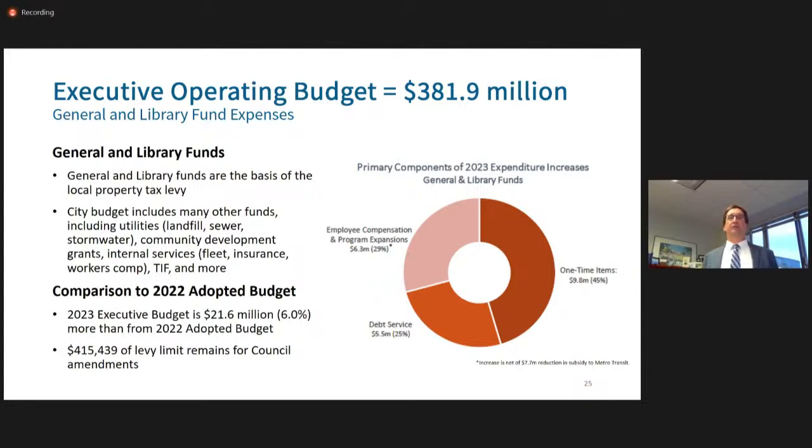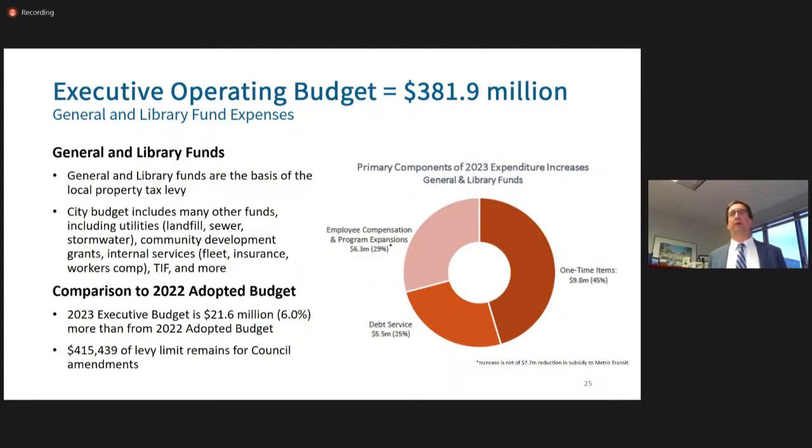The graph on this slide just gives you a sense of where those dollars, that $21.6 million, is allocated, roughly a little less than half to one-time items. Those include a $2 million one-time seed investment to an endowment fund, a public-private endowment fund that would hopefully fund a large share of the cost to operate the homeless facilities that are being constructed or that have been put into place over the last few years. Another quarter of the budget pays for debt service, as Christine described earlier.